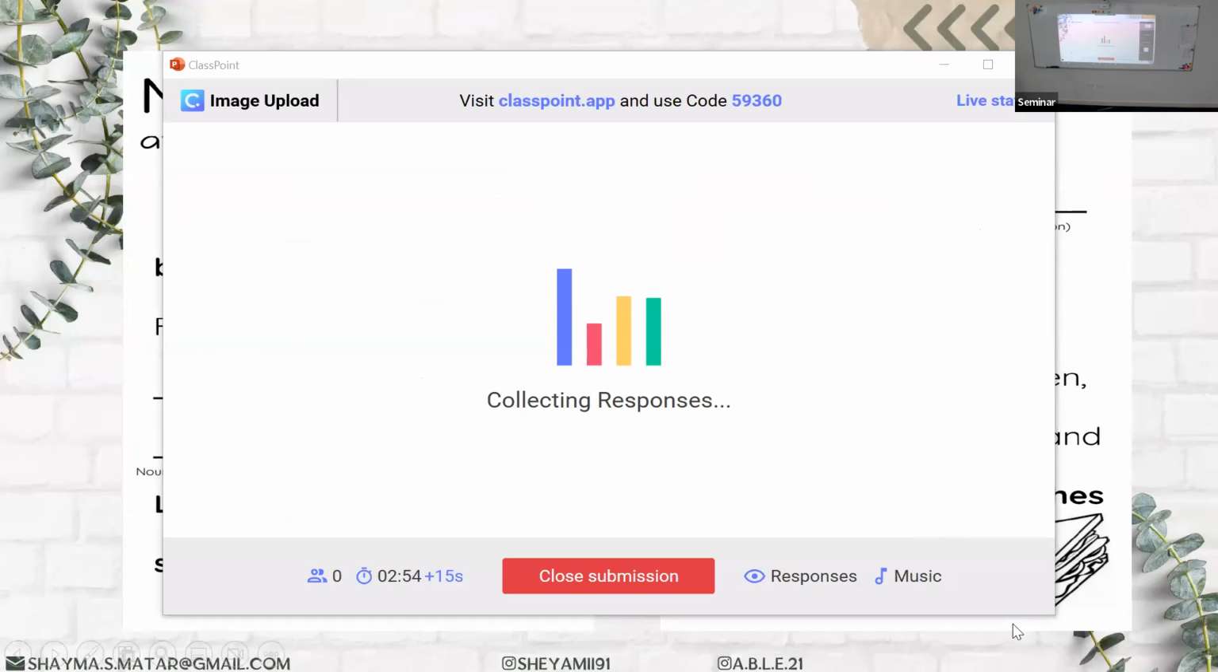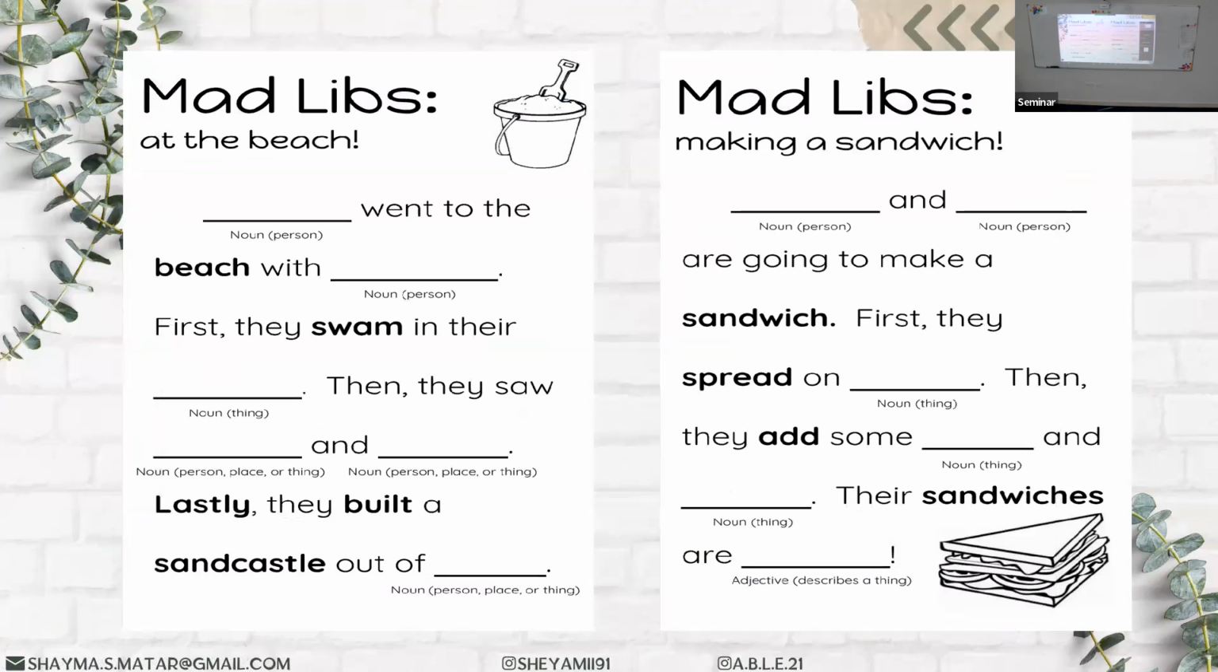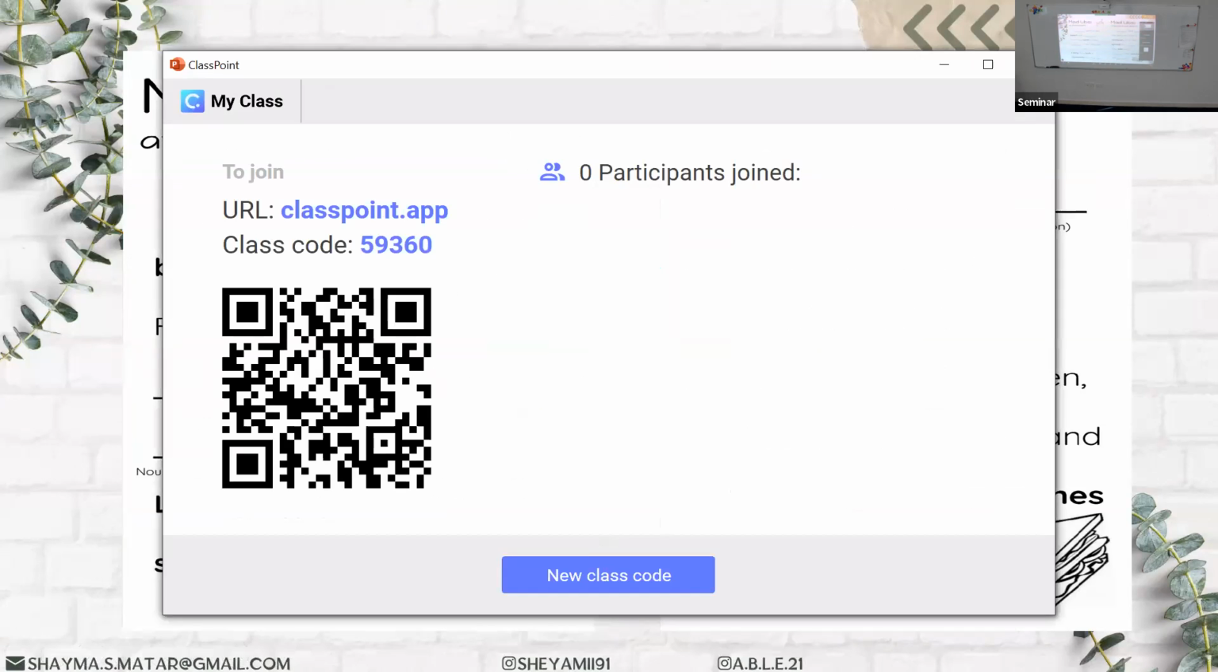People who are online can scan the code to join us. You can scan this QR code to join us playing this game. People here, you can actually use actual papers.